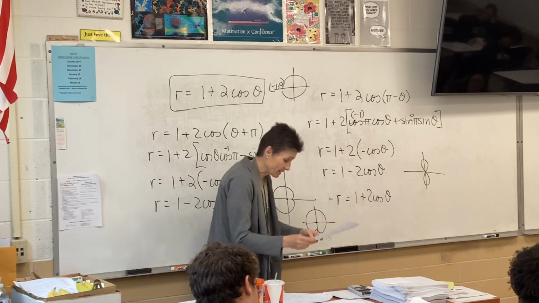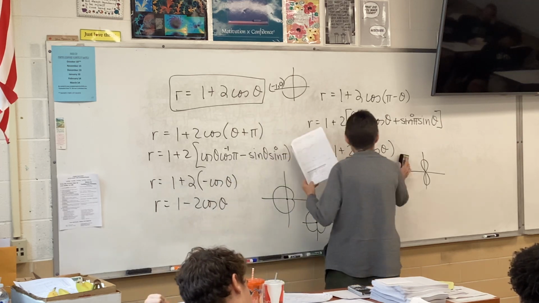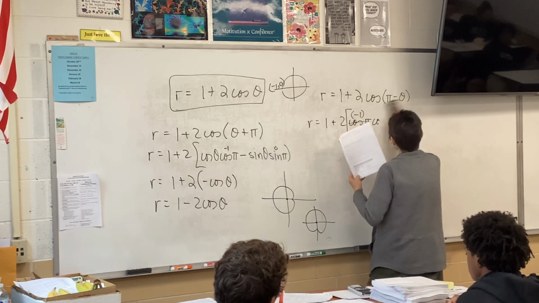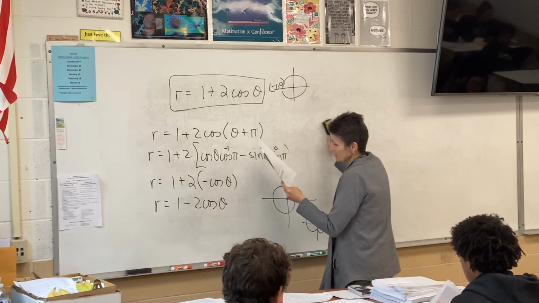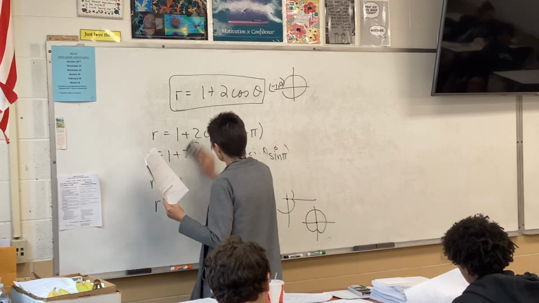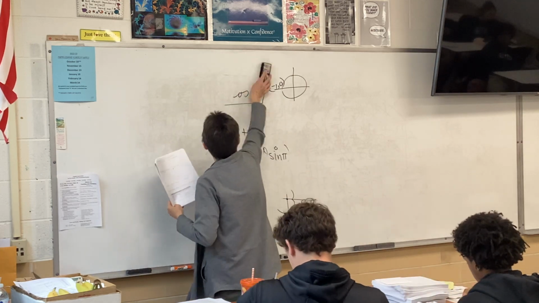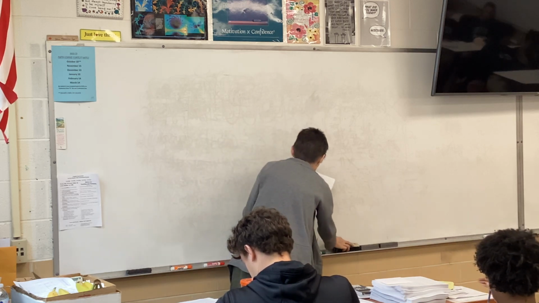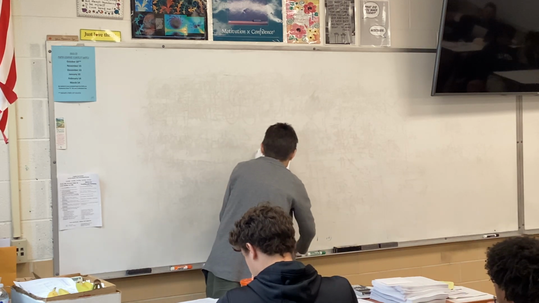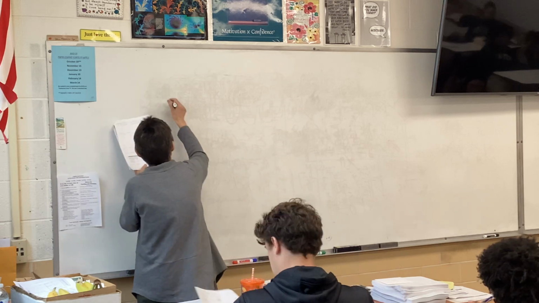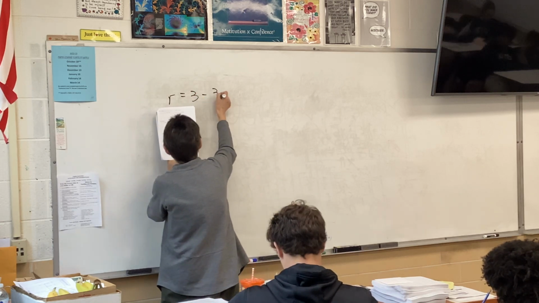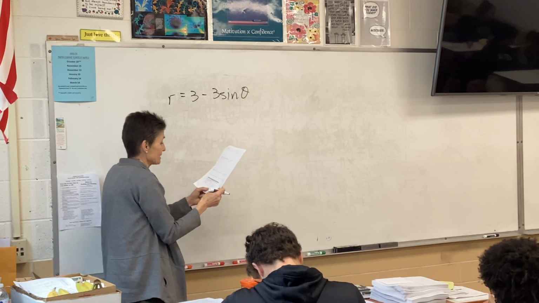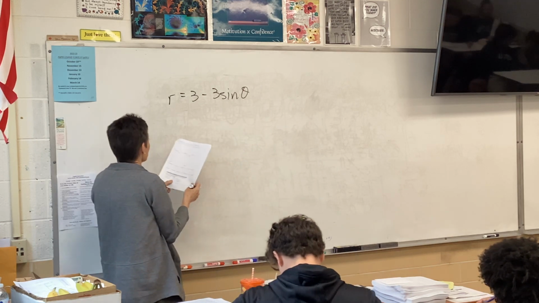I'll do one more. Let's do problem A from the notes. This is the one I started, but I didn't read the directions, so I didn't do it right. So this is problem 9A in the notes, and I'm not doing all of them. It says, is it symmetric about the y-axis? So r equals 3 minus 3 sine theta, another lemniscate. Is it symmetric about the y-axis?